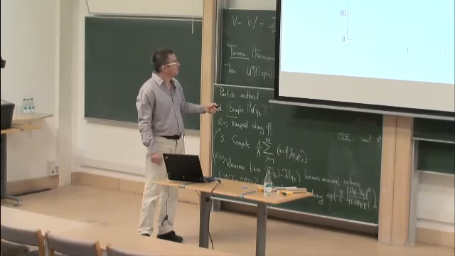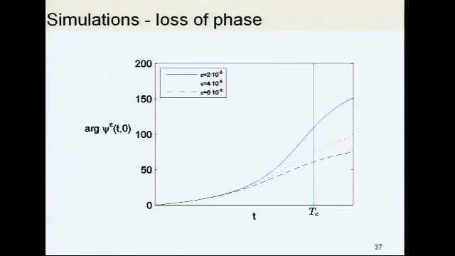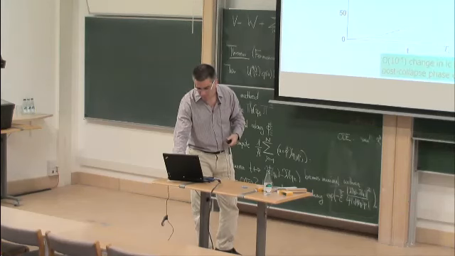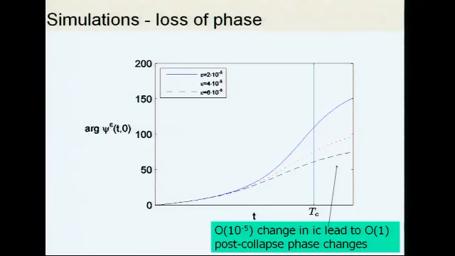And you can see here it has absolutely no effect on the phase initially, but once you get close to the singularity, it has an order 1 effect on the phase. So 10 to the minus 5 changes in the initial conditions lead to order 1 changes in the phase after the collapse. So this is the signature of the loss of phase as epsilon goes to 0.